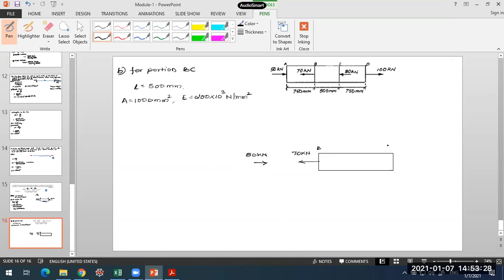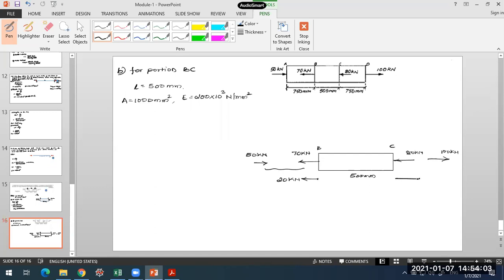This is for BC, length is 500. These are the forces on the left side of this segment. On the right side, you have 80 kilonewton and 100 kilonewton. What is the net force acting on left and right? That has to be determined. So plus 50 minus 70 together gives 20 kilonewton force, towards left, since 70 is towards left. So 50 minus 50 plus 70, this is the force here.